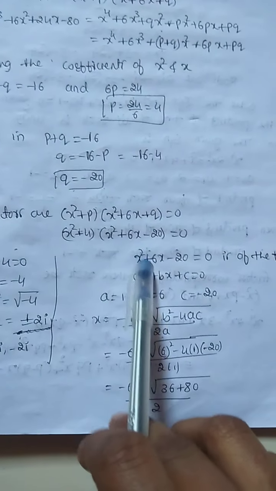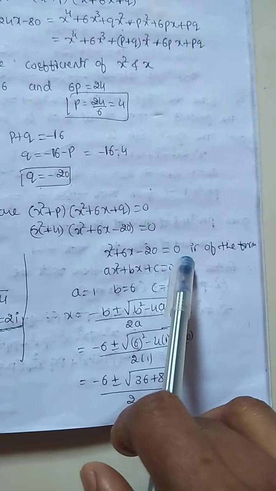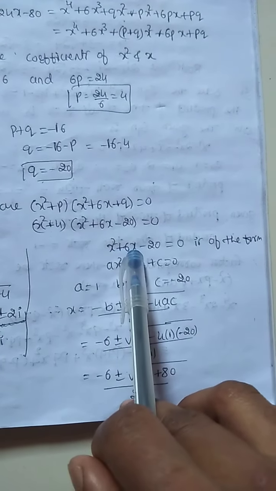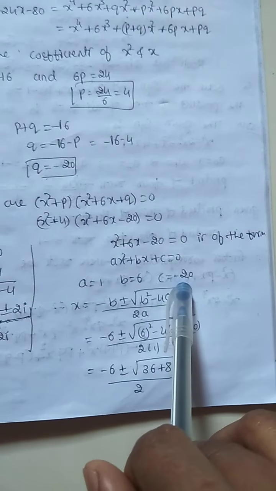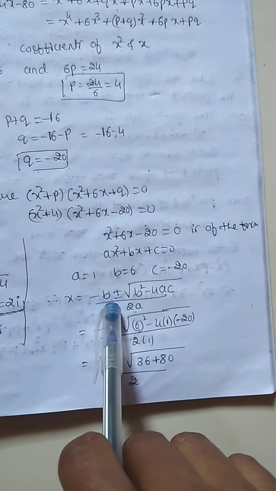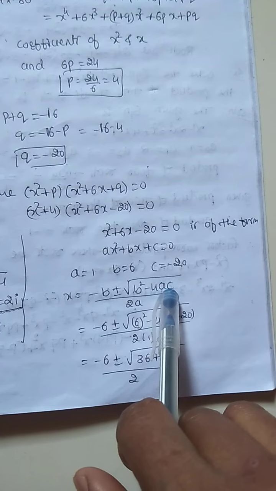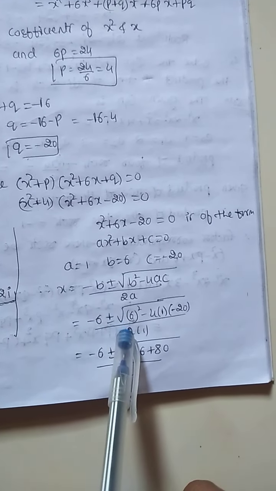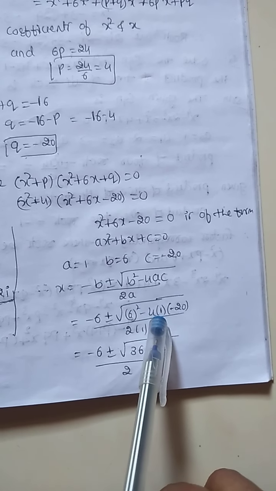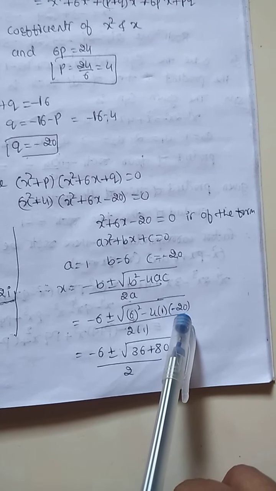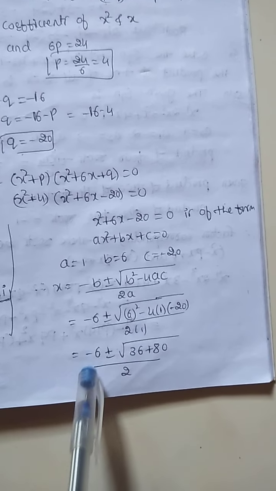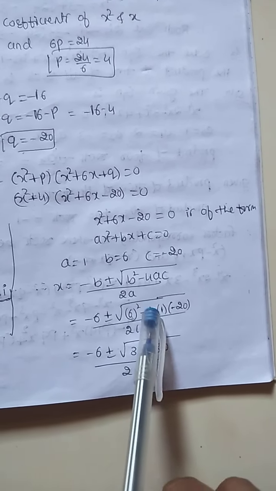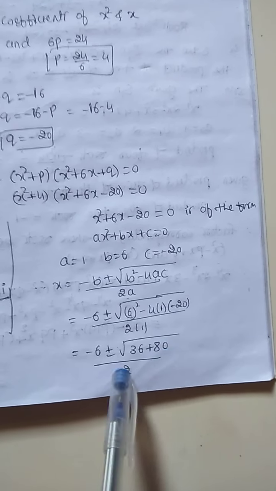Another factor, x square plus 6x minus 20 equals 0, is of the form ax square plus bx plus c equals 0. The a value is 1, b value is 6, c value is minus 20. x equals minus b plus or minus square root of b square minus 4ac by 2a. Minus 6 plus or minus square root of 6 square minus 4, a value 1, c value minus 20, divided by 2 into 1. Minus 6 plus or minus, 6 square is 36 plus 4 into 20, 80, divided by 2.